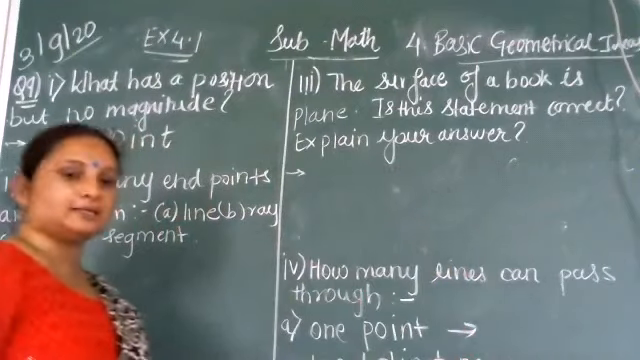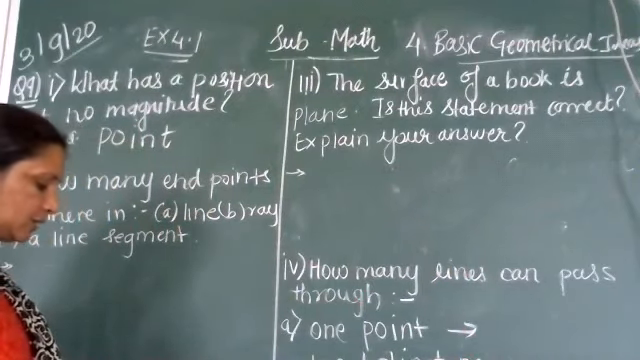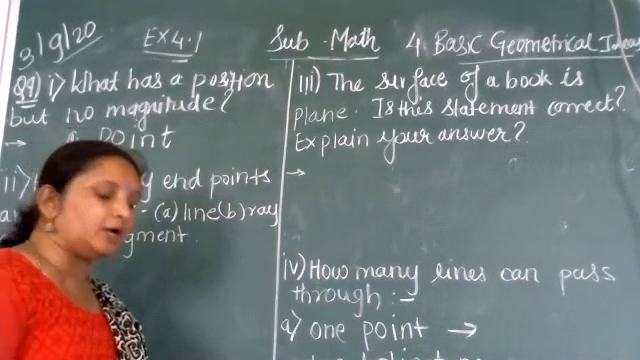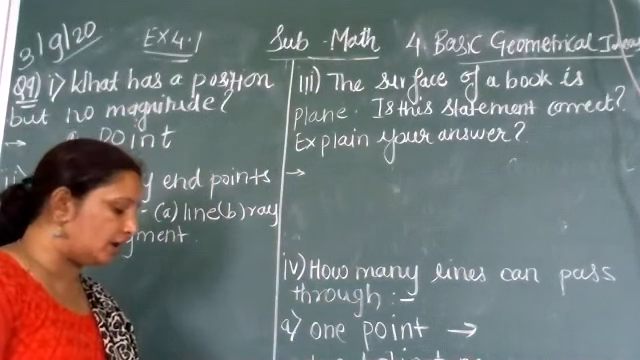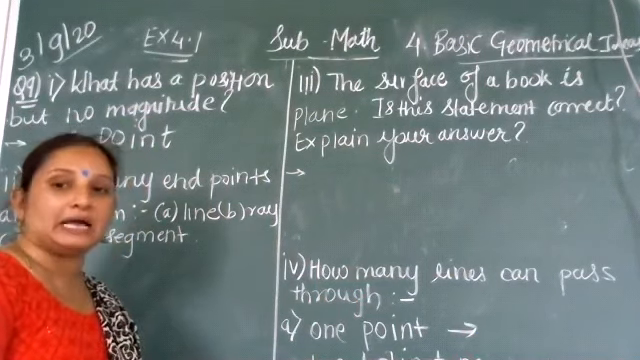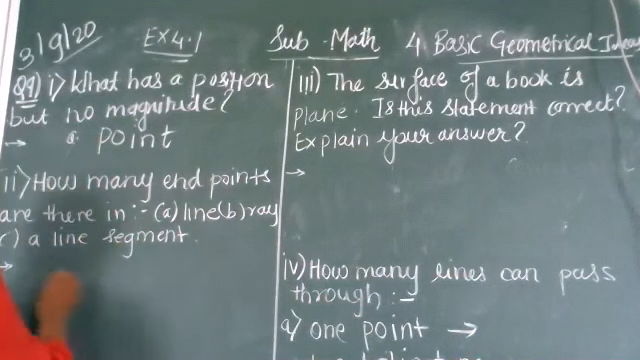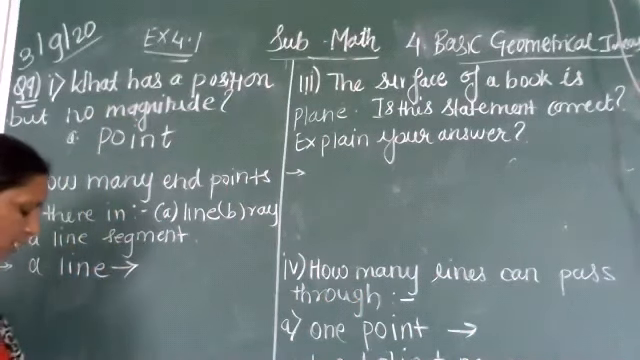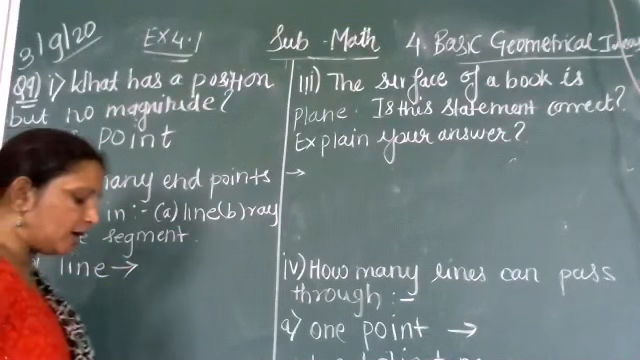Okay, so let's move to the next question. What are they asking here? How many endpoints are there in a line? First one is in a line. If I consider the line, let me know children, how many endpoints does it have?